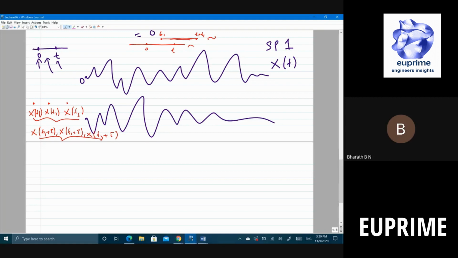So if you take a stationary increment, it doesn't mean that it should be a stationary process, right? Yes, it's an increment. The process need not be stationary. Do you agree? Yes, sir.